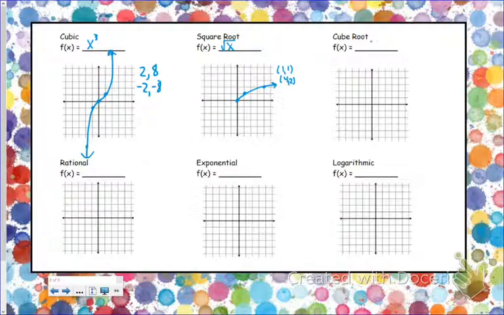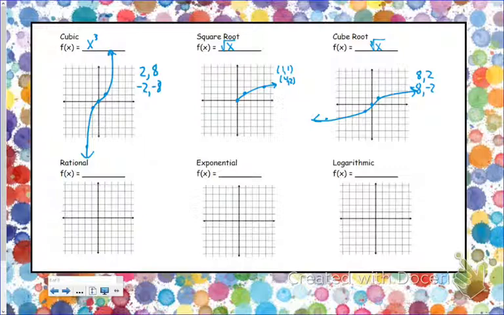Cube root does continue in the negative direction because it's possible to have the cube root of a negative number. So -1, -1 is again a point on this graph. But what makes it different from the cubic function is instead of going through 2, 8, it goes through 8, 2, because the cube root of 8 is 2. And it goes through -8, -2. So again, we're a little bit off our graph, but you can still see what that shape looks like.